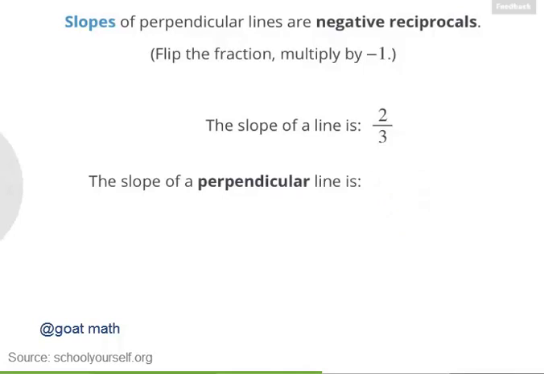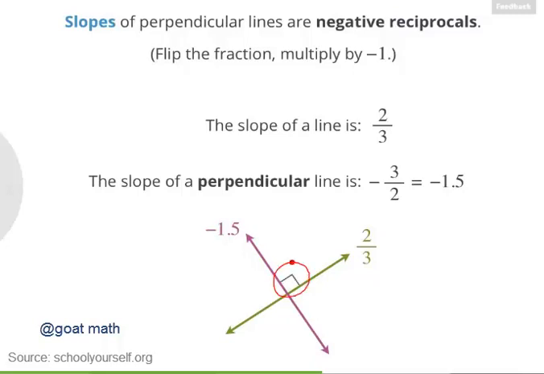Excellent work! The negative reciprocal of 2/3 is negative 3/2. You flipped the fraction and put a minus sign in front. So the slope of the perpendicular line is negative 3/2 or negative 1.5. We can draw some lines to double check. Here's a line with a slope of 2/3, and here's a line with a slope of negative 1.5. Sure enough, they're perpendicular. Next, try another example.